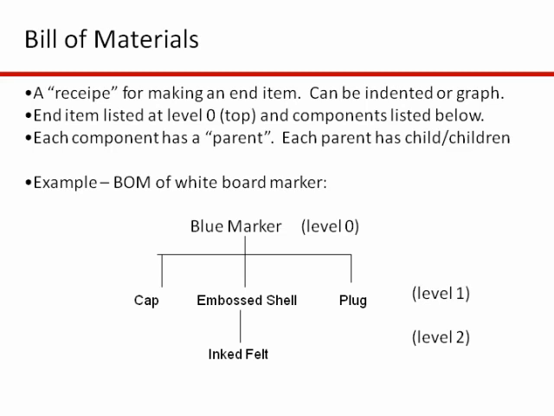Let's say that we make our own inked felt, or we buy inked felt. Before we can combine the embossed shell to make a blue marker, we have to put the inked felt into the embossed shell. And so that is called level 2. Inked felt is a child of the shell. The shell is a child of the blue marker.